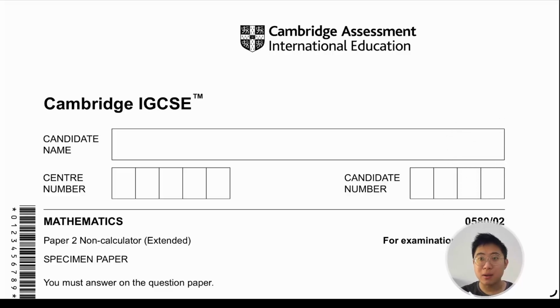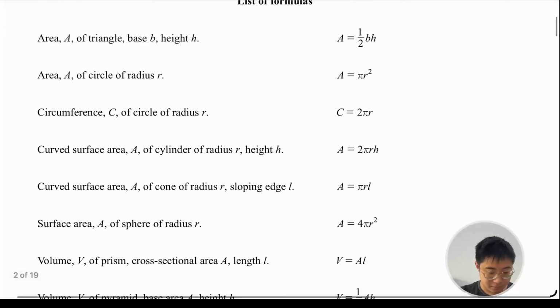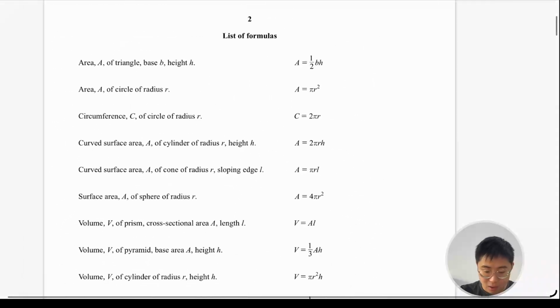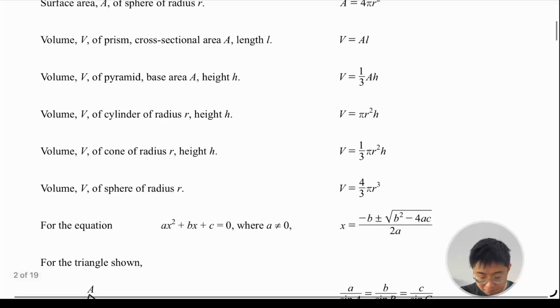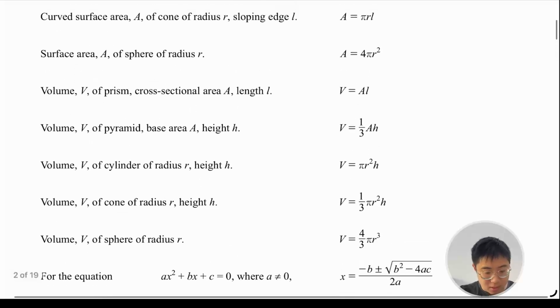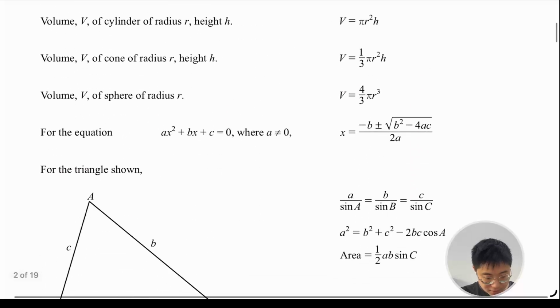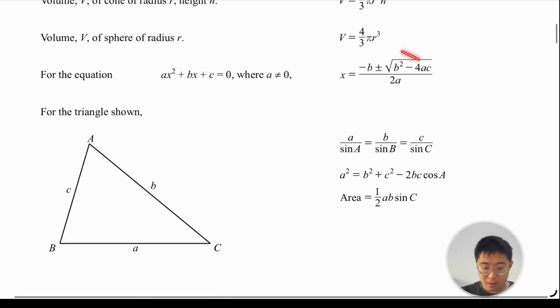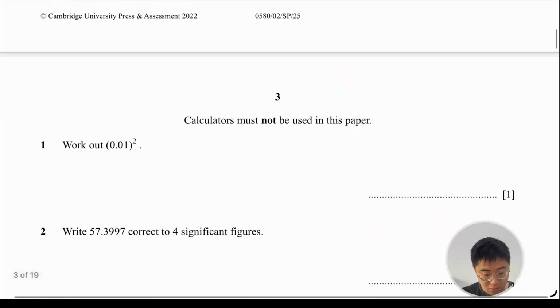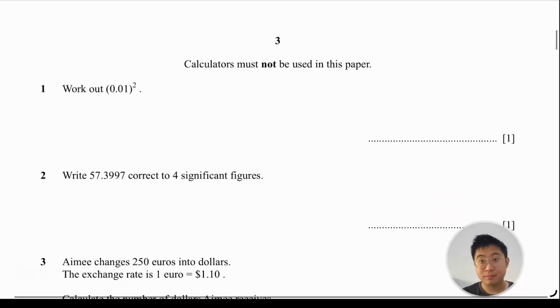Okay, so I'm going to put my head back down. Let's see. Okay, so these are a long list of formulas that you are given. It's quite a lot of formulas, and they gave you one for every shape. Great. Okay, and then the factorizing formula, you got your rules, sine rule, cosine rule. Okay, first question. Work out 0.01 squared.